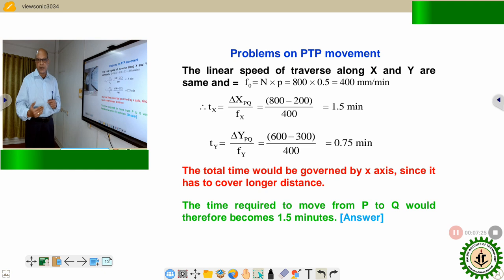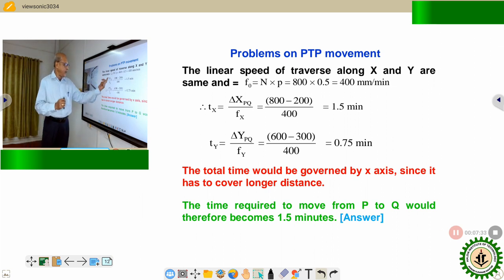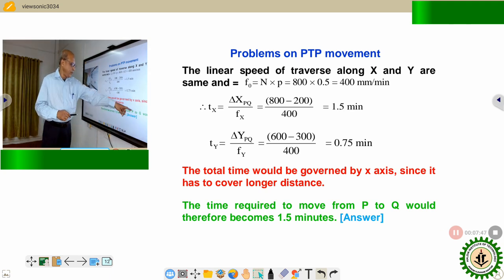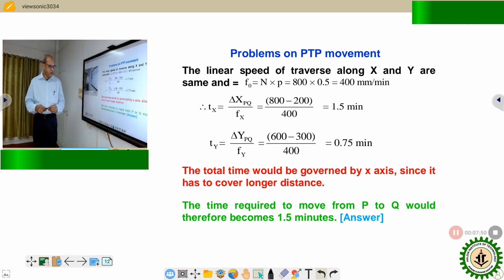So eventually the cycle time will be governed by the x axis movement, that is tx, because in this case the incremental movement along delta x is more than that of delta y, as this difference yields 600 along x, whereas the other difference is 300. It is just half. So the time required to move from P to Q becomes 1.5 minutes, and that is the answer. So it is a very simple problem. Only your understanding has to be clear, don't get confused by the statement. You have to clearly understand the basic merit of the problem.